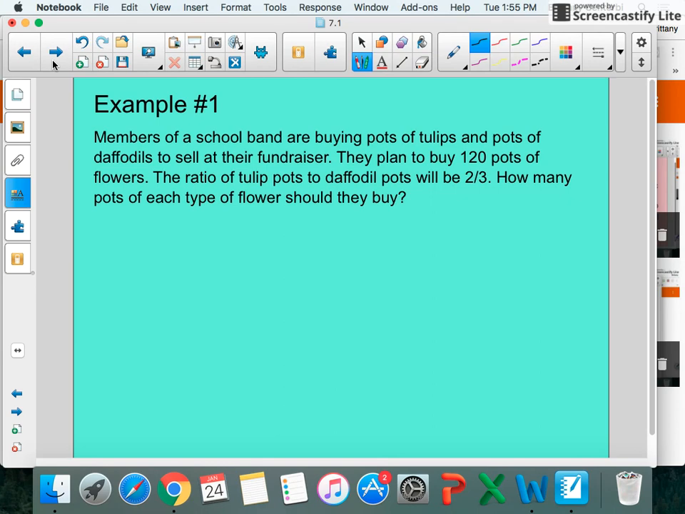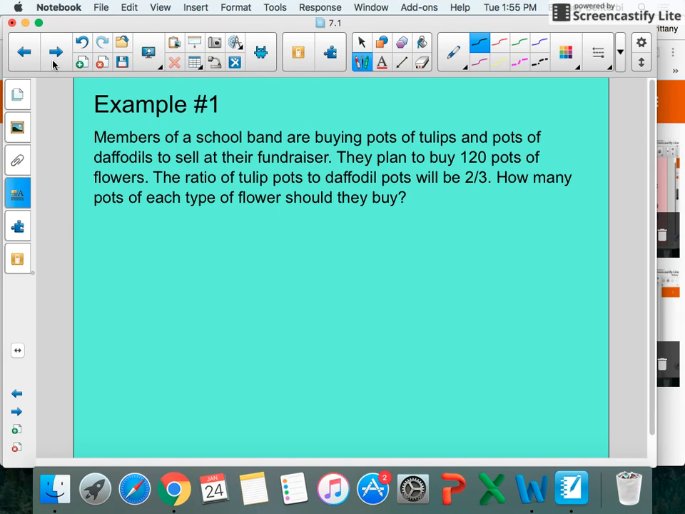For example 1, we have members of the school band buying pots of tulips and pots of daffodils to sell at their fundraiser. They plan to buy 120 pots of flowers. The ratio of tulip pots to daffodil pots will be 2 to 3. How many pots of each type of flower should they buy?